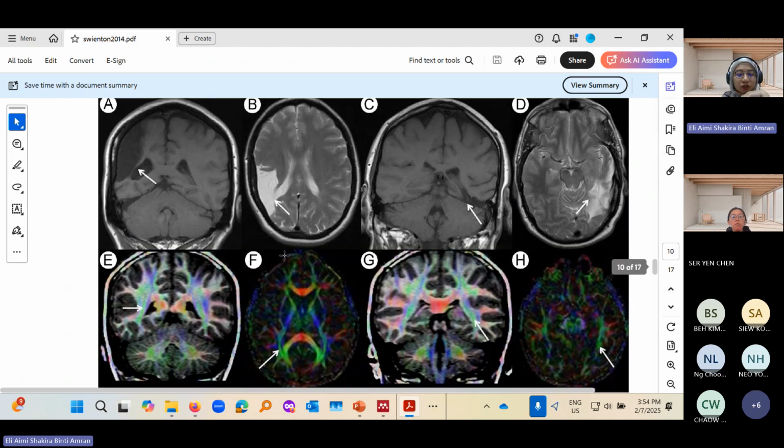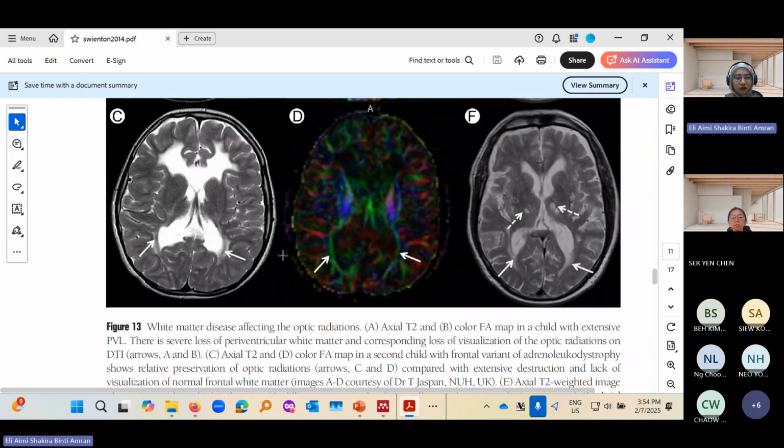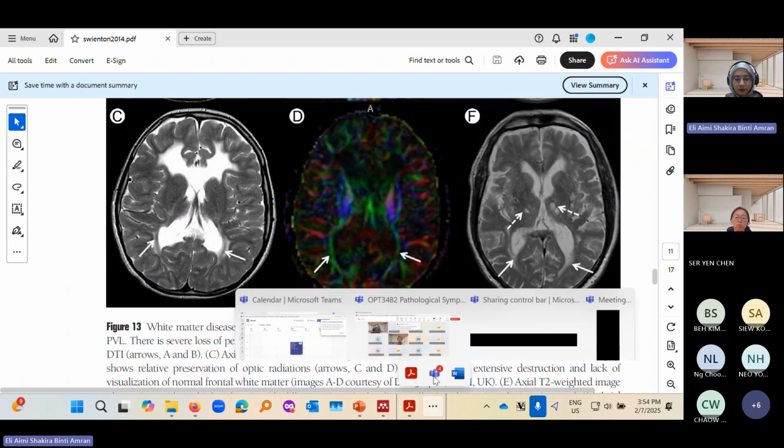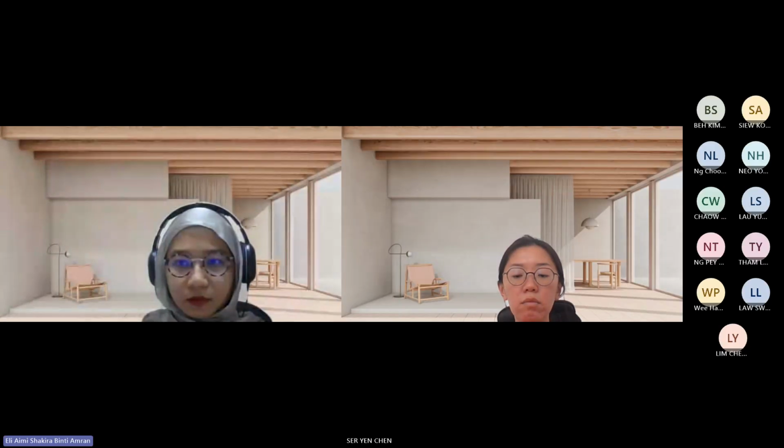Okay, so I'm going to send you this article and you can have a look. There are so many scans that you can learn from. Okay, so let's continue our lecture.